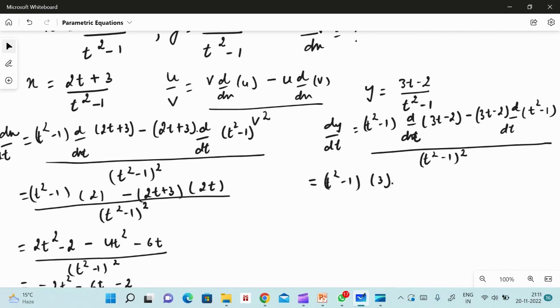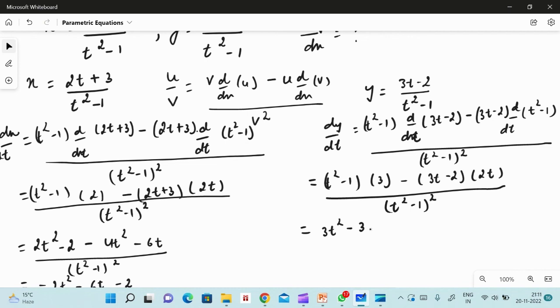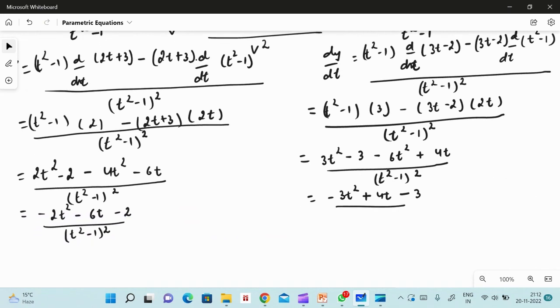And this is equal to t square minus 1 into derivative of 3t is 3, and derivative of 2 being constant, it is 0, minus 3t minus 2 into 2t divided by t square minus 1 whole square, and this is equal to 3t square minus 3 minus 6t square plus 4t divided by t square minus 1 whole square, and the value I will get is, 3 and 6, it is minus 3t square plus 4t minus 3 divided by t square minus 1 whole square.